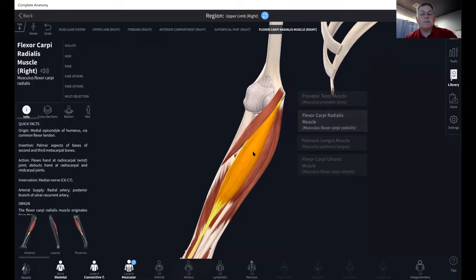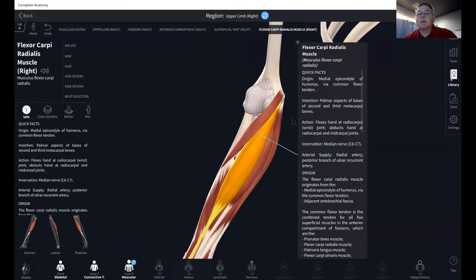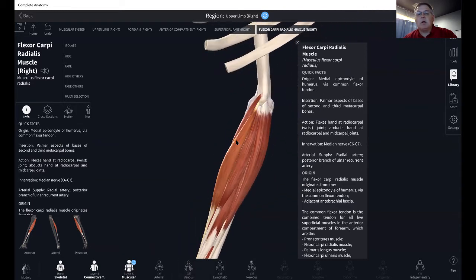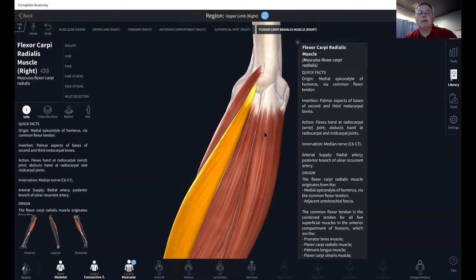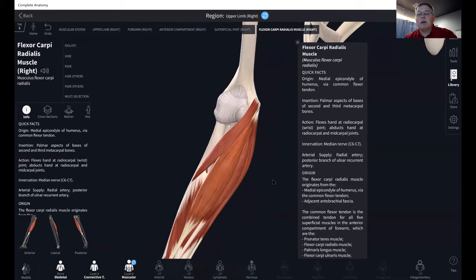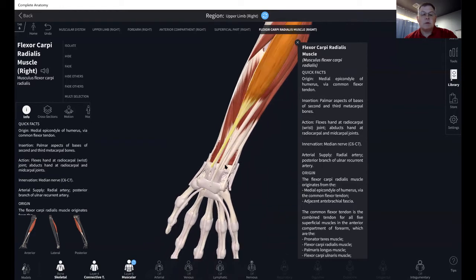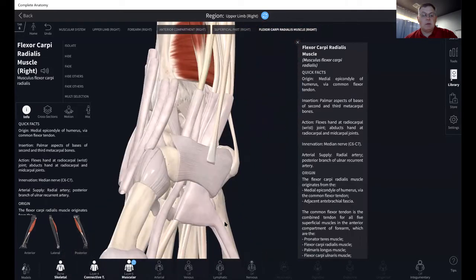Highlight that. And so as you can tell, it's got again a proximal origin there on the medial epicondyle of the humerus, again via the common flexor tendon. So now we're going to be seeing all of the remainder of these muscles. It shows them being very distinct, but it's generally referred to as being a single common tendinous structure across all of those. It inserts on the palmar aspects of the bases of the second and third metacarpal bones, so very far distally. You see that in yellow there.